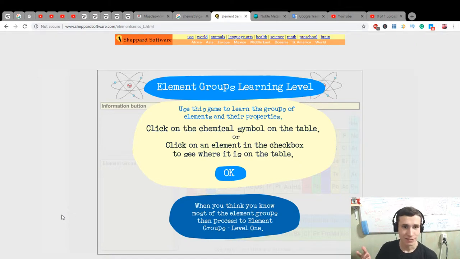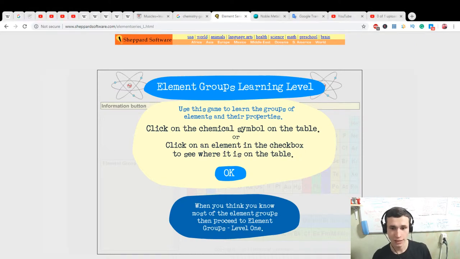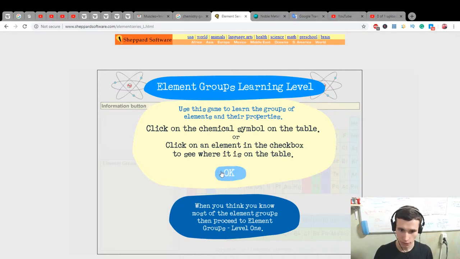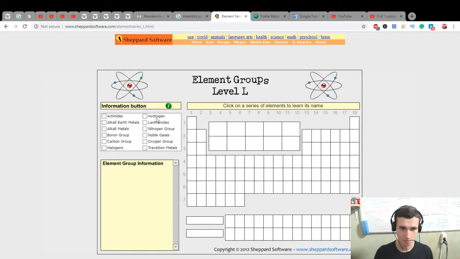It is Shepard software. It will be maybe interesting, maybe not. Let's check it. Click on the chemical symbol on the table or click on the element in the checkbox to see where. This video is special for everybody who wants to learn chemicals and also improve chemistry and also English skills. When you think you know most of the element groups, then proceed to element groups level 1.